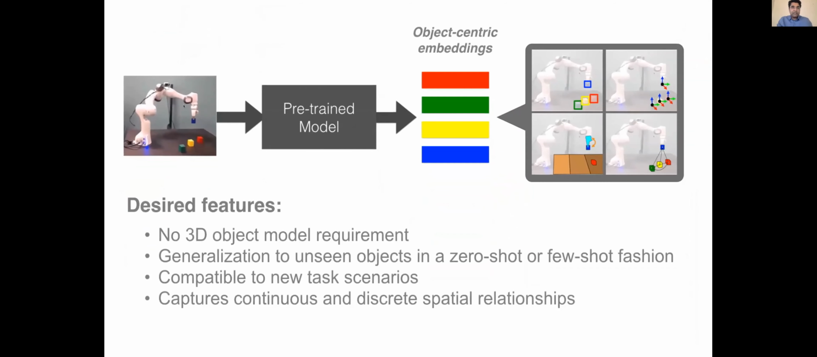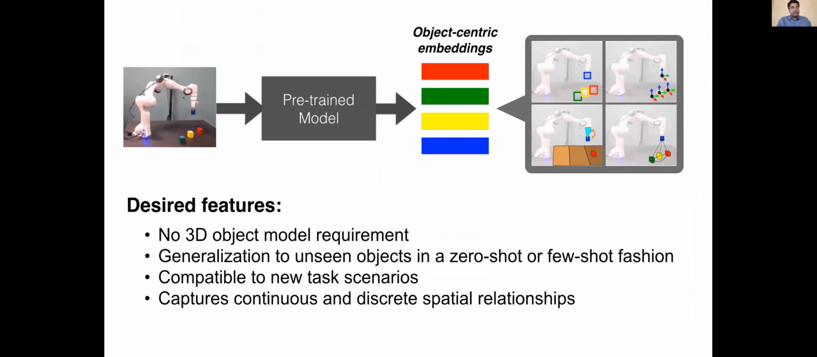The desired features for this approach are, first, not having a dependency on a 3D object model. Second, being able to generalize to unseen object instances in a zero-shot or few-shot fashion. Being compatible with different task scenarios is one of the desired features as well. And most importantly, for all of these tasks, we believe the object embeddings should capture spatial relationships that are both continuous and discrete in fashion.